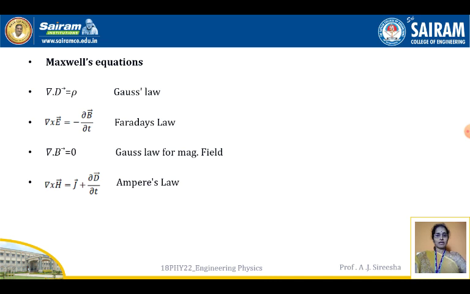That means the rate of flow of magnetic field into a volume is the same as the net flow out. So it is called Gauss law for magnetic field, del dot B equals 0. Lastly, Ampere's law was modified by Maxwell, and it is del cross H is equal to J plus dou D by dou t. So these four equations are called Maxwell's equations and are very important for explaining any electromagnetic theory or any laws in physics.